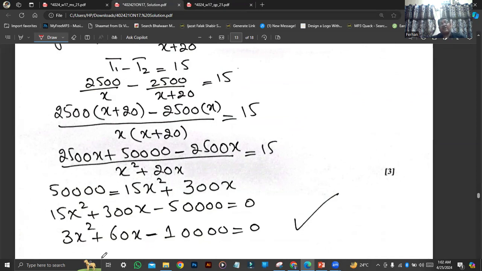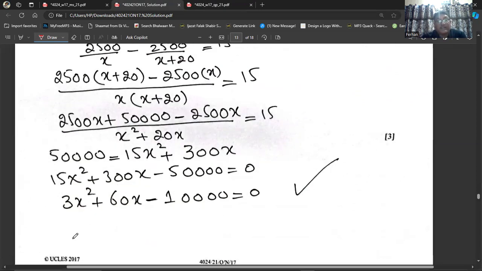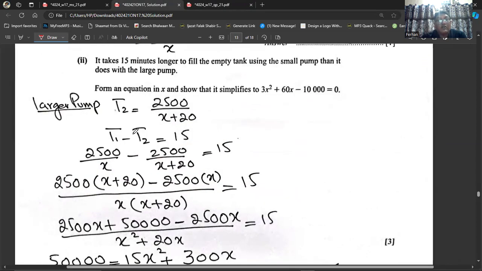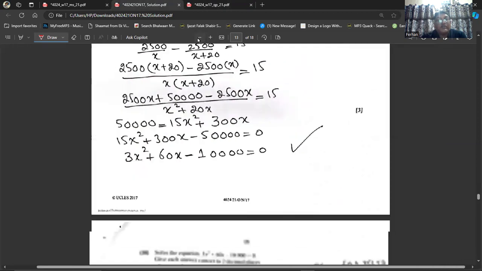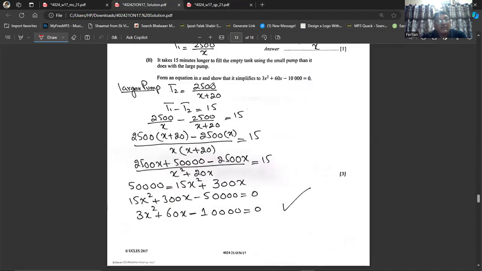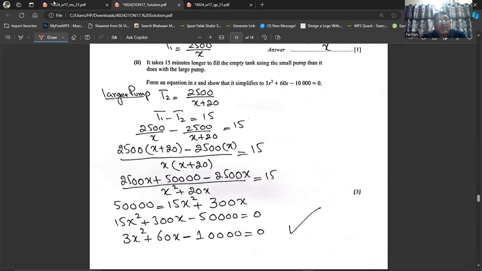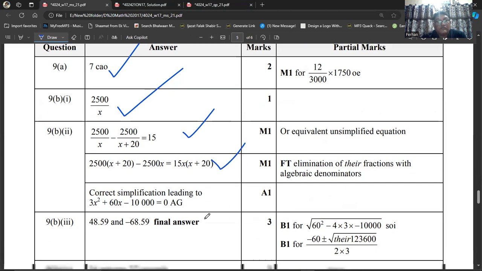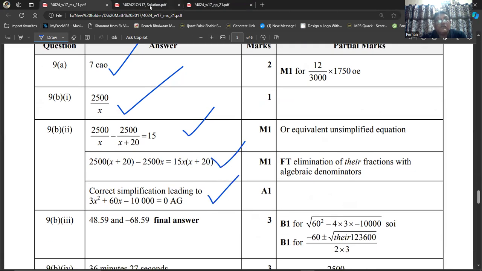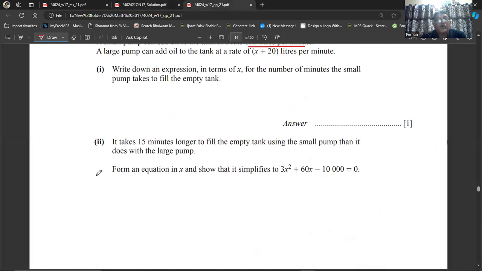So you take 5 common, and you will have 3x square plus 60x minus 10,000. So we were supposed to show this, and we have shown it. Let me reduce the size so you can see the whole thing together.